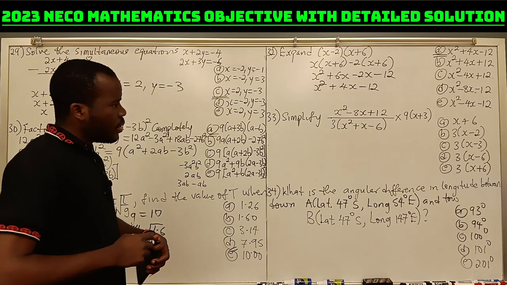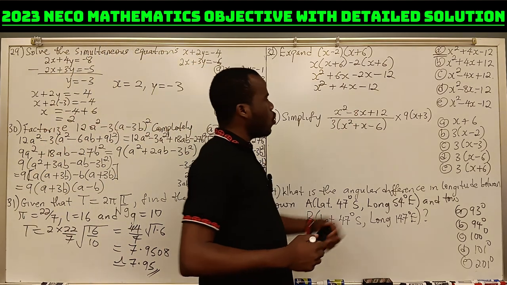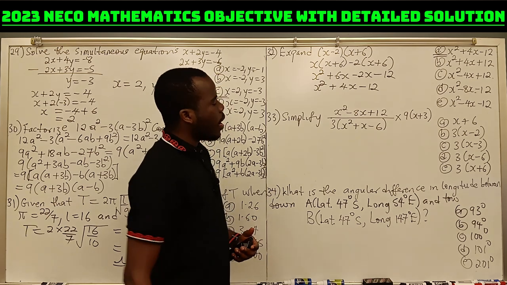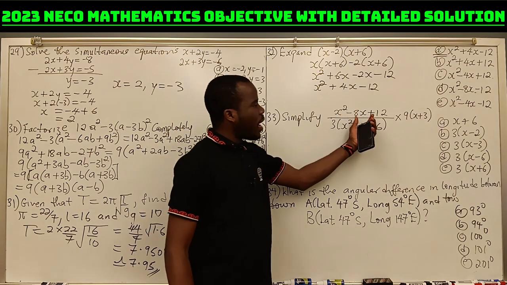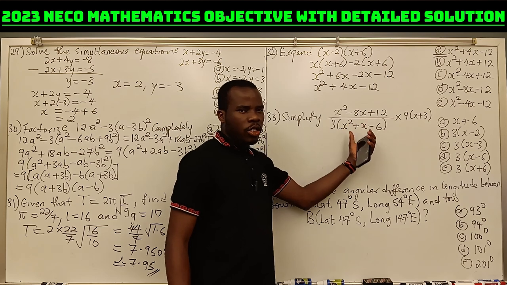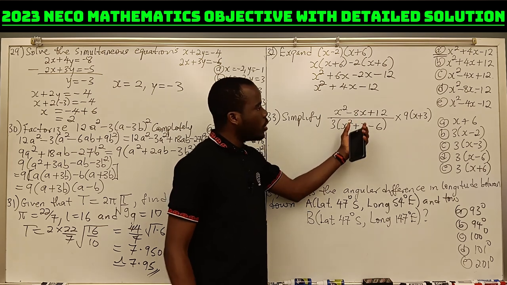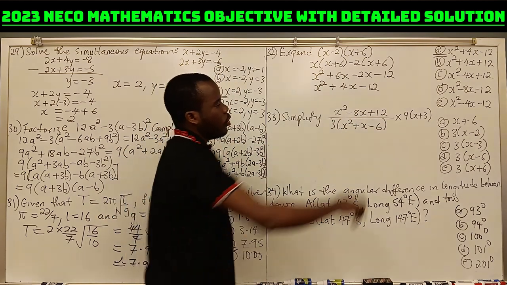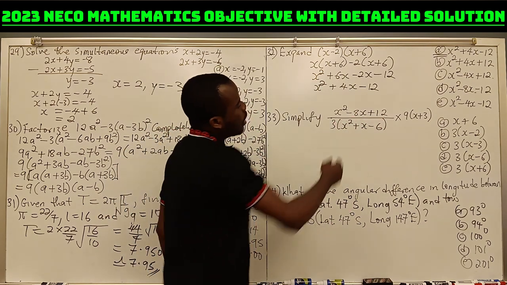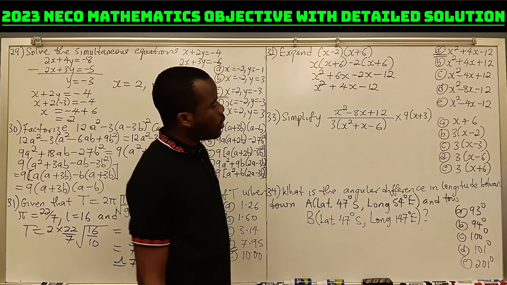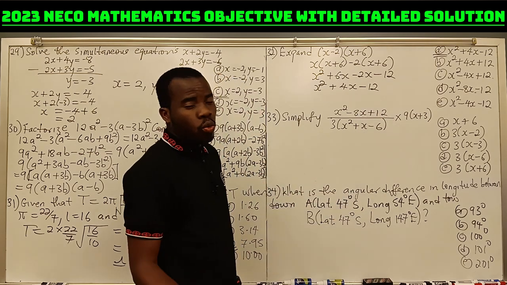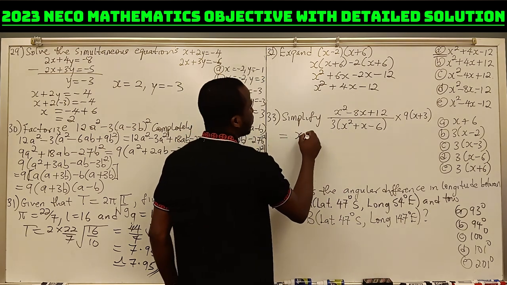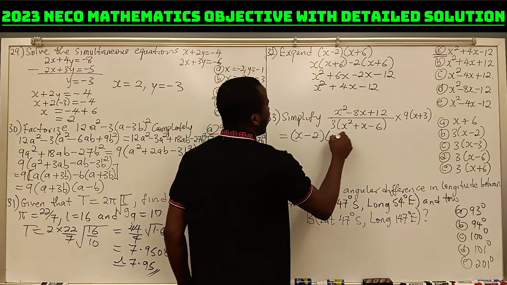Next question says, simplify this over this. As a mathematics student, you should grow to the point whereby to factorize a quadratic expression, you should do it without solving it. You look for two numbers, you multiply them, you will get plus 12. When you add them, you get minus 8. The two numbers will simply be minus 2 and minus 6. So the numerator here is x minus 2, x minus 6.